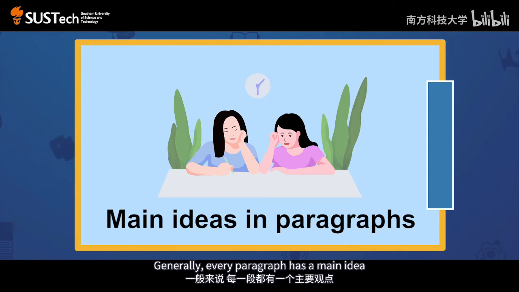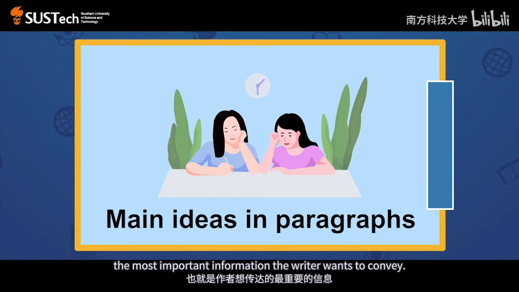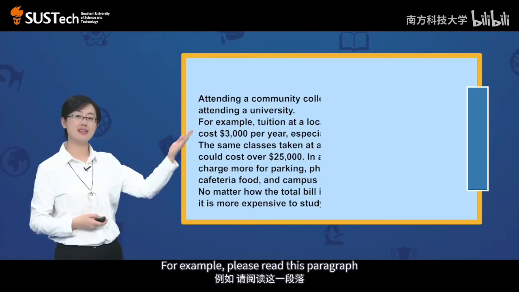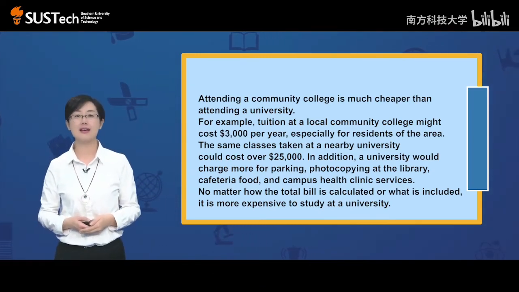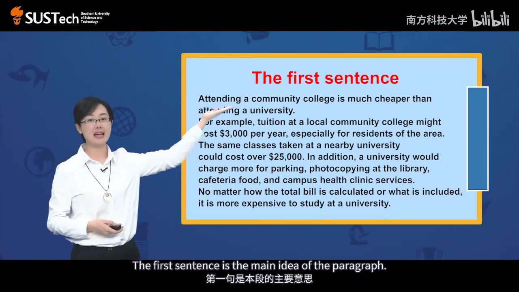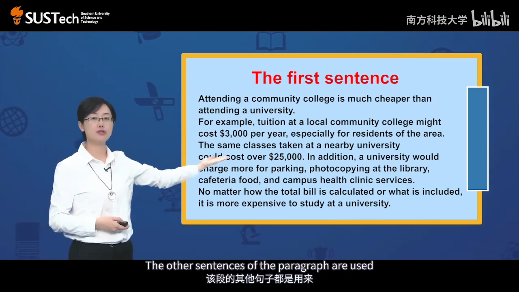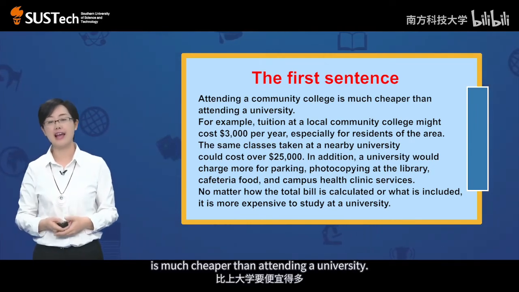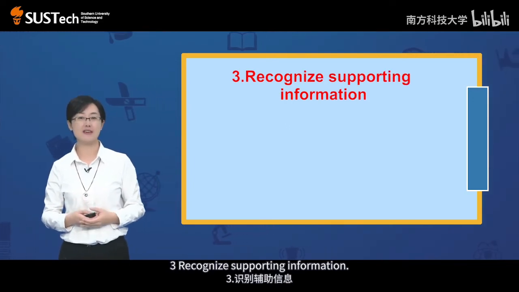Generally, every paragraph has a main idea, the most important information the writer wants to convey. The main idea is often near the beginning of the paragraph. For example, please read this paragraph and find out the main idea of this paragraph. The first sentence is the main idea of the paragraph. The other sentences of the paragraph, they are used to explain why attending a community college is much cheaper than attending a university. The third strategy is to recognize supporting information.